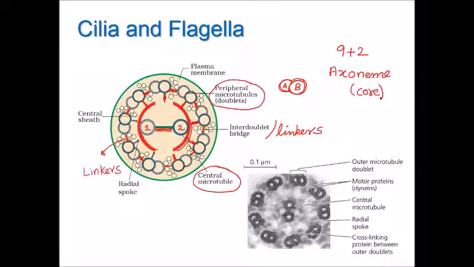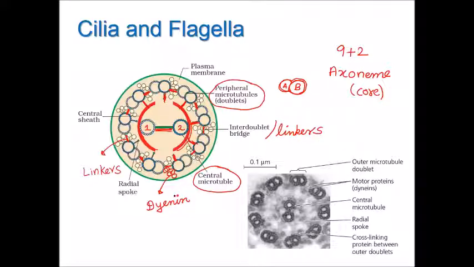Also, you can see here there are some proteins attached to this. These are motor proteins, and these motor proteins are called dynein proteins. Motor proteins are proteins which help in movement. The word motor means to move. You just have to remember the word dynein. We don't have to go into the details. Attached along each outer microtubule doublet is a large motor protein, and this is called dynein.